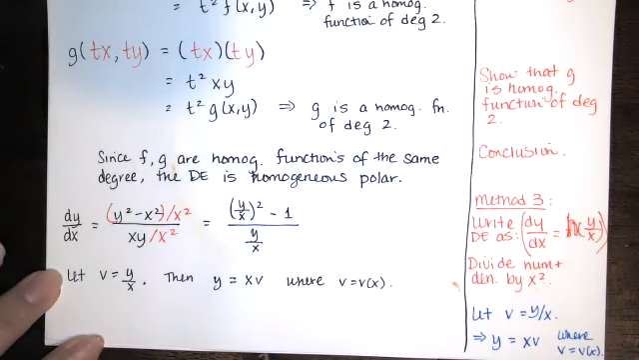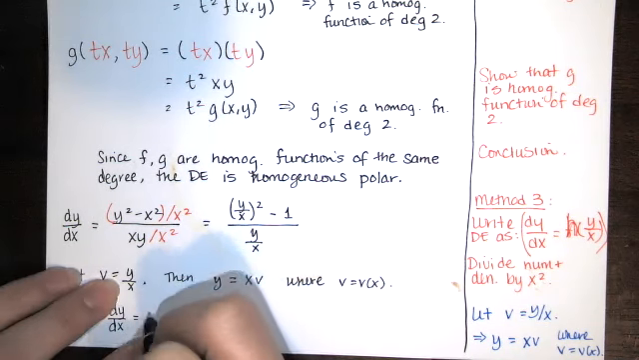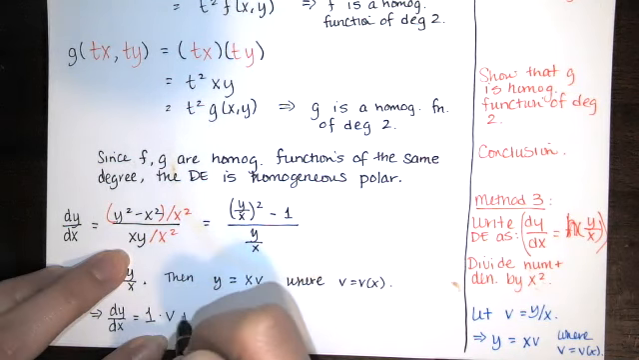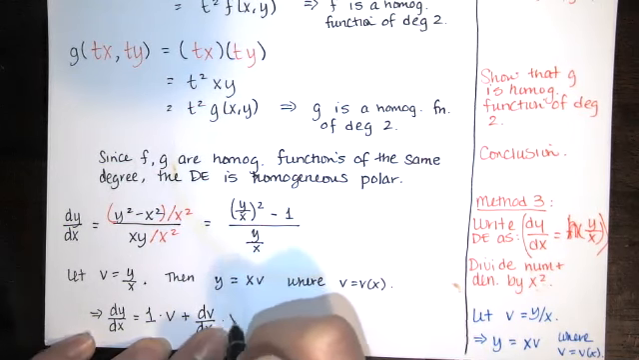And then we want to compute dy dx using the product rule. Dy dx is the derivative of the first times the second plus the derivative of the second with respect to x times the first.